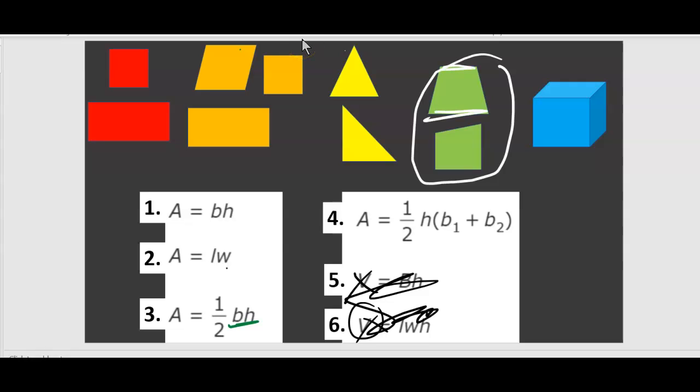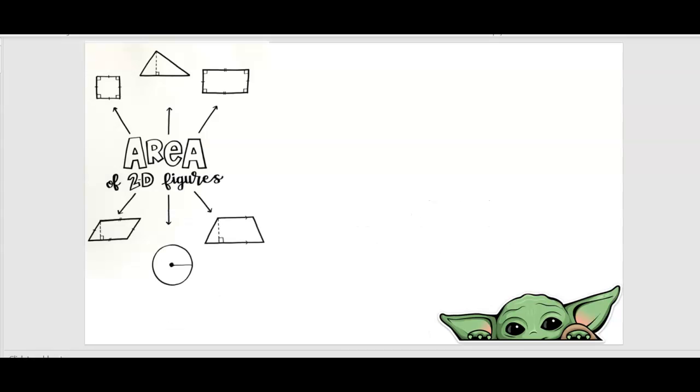Okay, so base one, base two. There's a whole reason and explanation for how that works, but we're not going to go into that right now. For now, just know that it's this formula. And do you know what the formulas are? This one we didn't really get into.